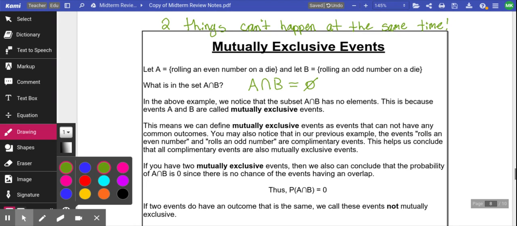Wonderful. If 2 things can't occur at the same time, we also get a rule that the probability of those 2 things happening at the same time equals 0. Right? If they can't happen at the same time, there's no probability of them happening at the same time.